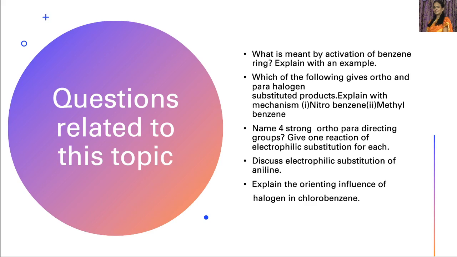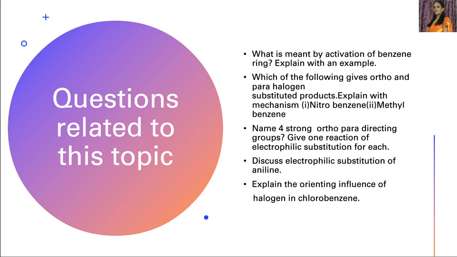Okay, the first one is, what is meant by activation of the benzene ring? Explain with an example. Just now we have discussed the methyl group, amino group, methoxy group. These are all ring activating groups. And which one of the following gives ortho and para halogen substituted products? Explain with mechanism. Whether nitrobenzene or methyl benzene. So in nitrobenzene, the nitro group is meta directing, so of these two, methyl benzene gives ortho and para halogen substituted products.